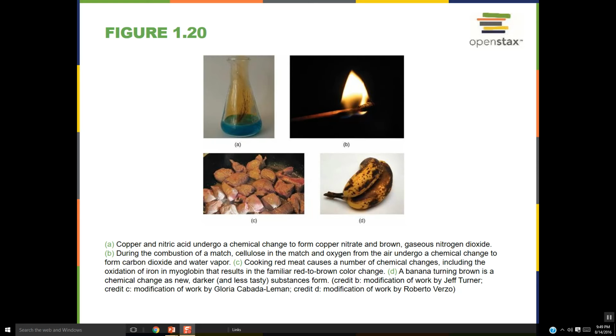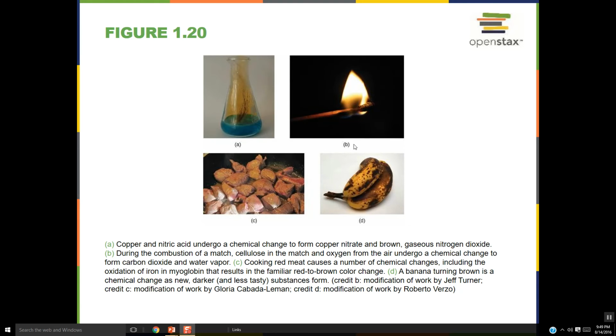Okay, so here they give you several examples. If we look here at Exhibit A, they took some copper metal and they put it in HNO3, nitric acid, and as you can see, it forms this bluish copper nitrate solution, and then up above here you can see this brown gaseous nitrogen dioxide. Okay, and that's kind of a dangerous gas.